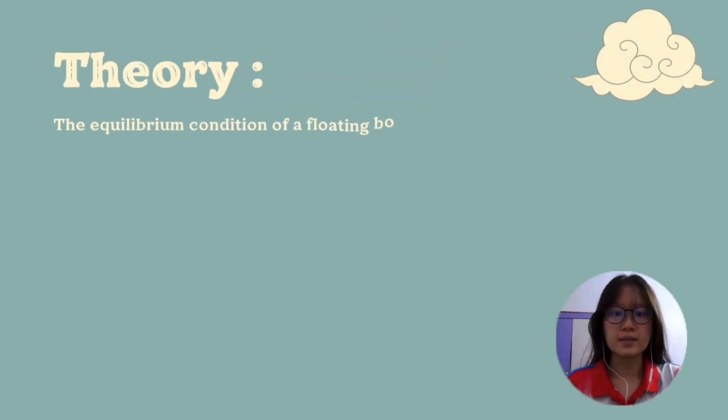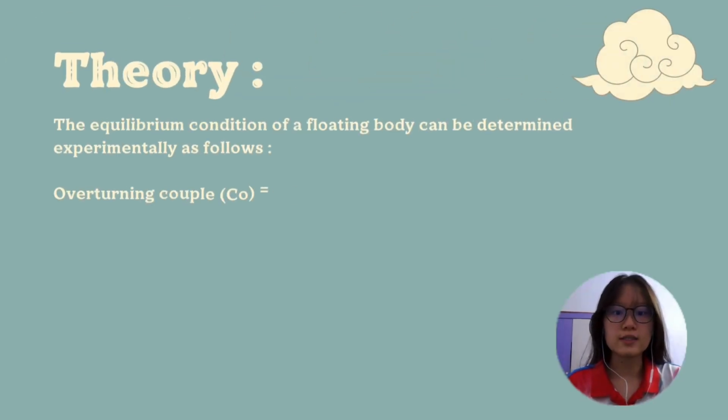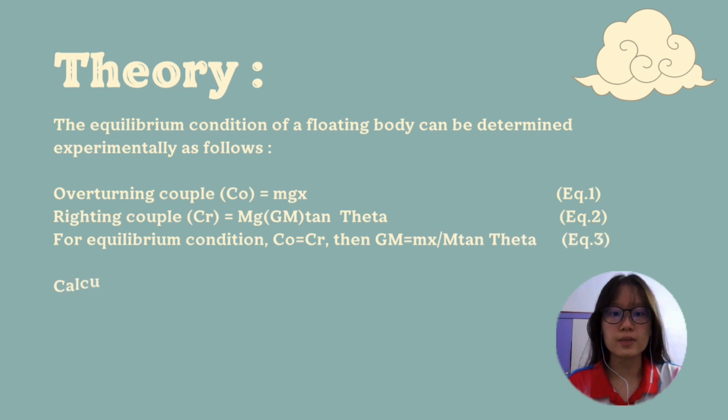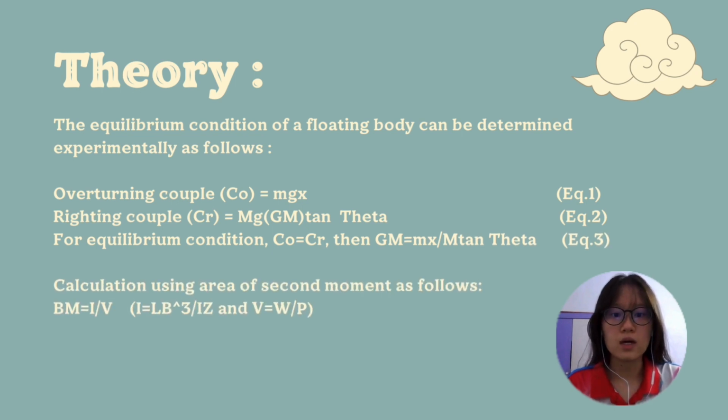In the experiment, the stability of a pontoon is determined with the CG at different heights. The equilibrium condition of a floating body can be determined experimentally as shown in the formula below. We will explain it in more detail in the results and discussion section.